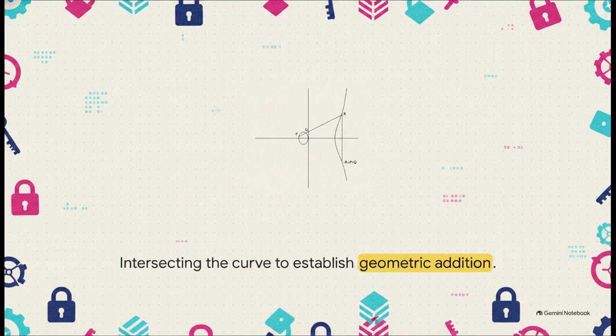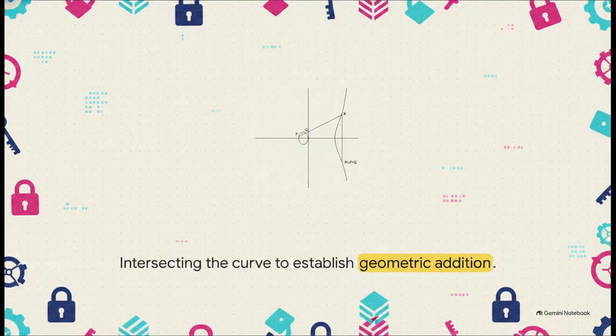Instead of just multiplying massive prime numbers together like older cryptographic systems do, modern crypto uses geometric addition. You take 2 points on the curve, P and Q, draw a straight line through them, and find exactly where that line intersects the curve again, at a third point, R. You then reflect that point down to get your answer.